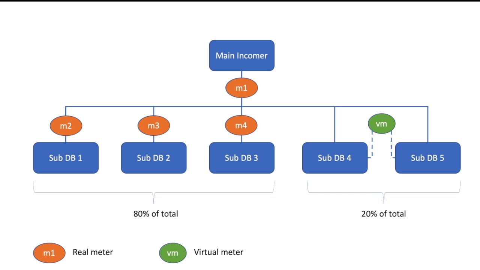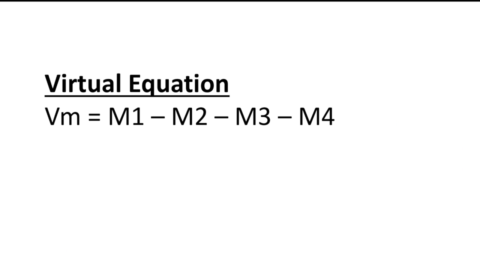So to do this, it's a fairly simple equation. What we'll do is we'll essentially say, right, the virtual meter at any moment in time is equal to meter 1, which is the main incomer, minus meter 2, minus meter 3, minus meter 4, because effectively all of those meters should add up to the main incoming supply total. So we can get that virtual meter value.